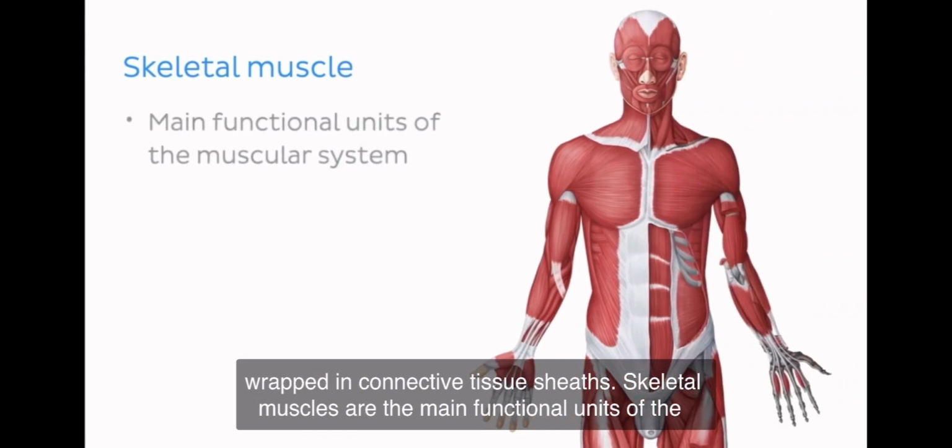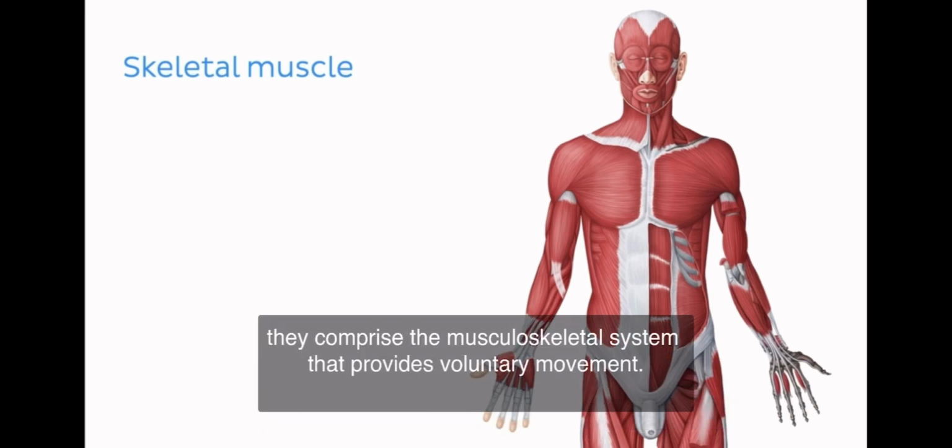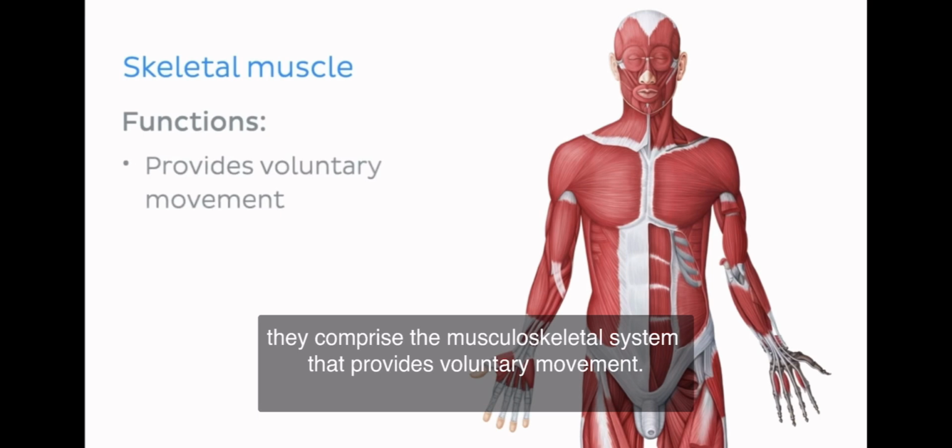Skeletal muscles are the main functional units of the muscular system, comprising the majority of muscle tissue in the body. Together with our bones, they comprise the musculoskeletal system that provides voluntary movement.